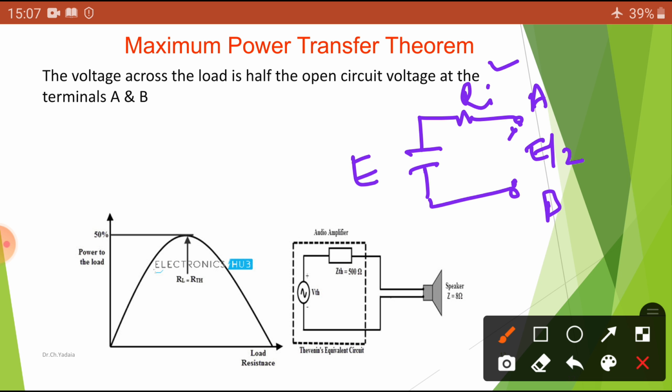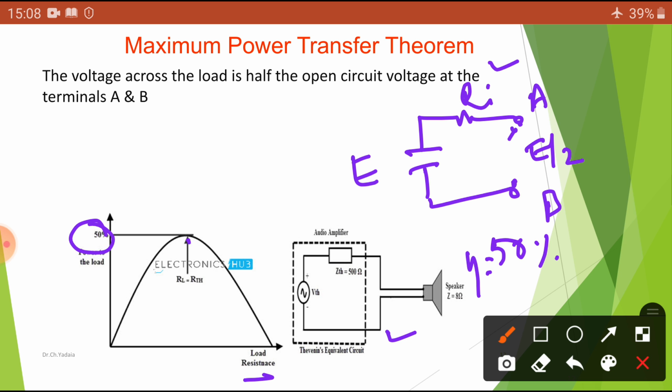At the same time, the overall efficiency of the network supplying the maximum power to the load terminal is only 50%. At that condition, the efficiency is 50%. That means 50% is wastage. Half of the power is wasted in the network in the form of heat energy. So it is not preferred in our electrical system; it is preferred in communication. That's why it is used for audio amplifiers. You can see that the efficiency is only 50%.